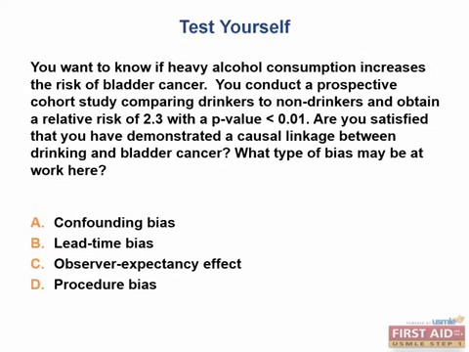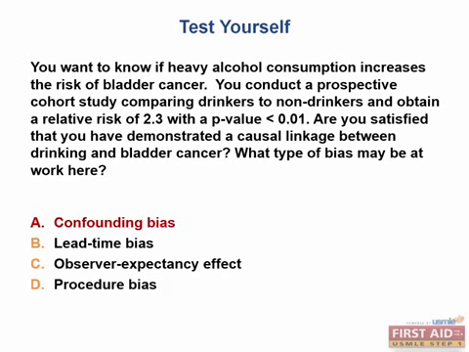You want to know if heavy alcohol consumption increases the risk of bladder cancer. You conduct a prospective cohort study comparing drinkers to non-drinkers and obtain a relative risk of 2.3 with a p-value of less than 0.01. So are you satisfied that you have demonstrated a causal linkage between drinking and bladder cancer? What type of bias could be at work here?